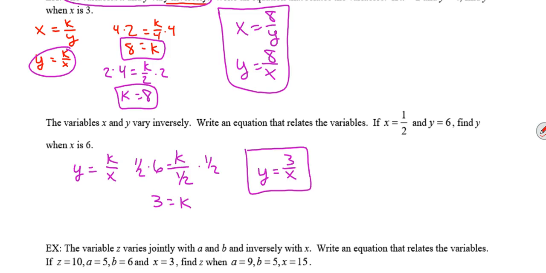Okay, this one might have been a little bit tricky if you set up y equals k over x, because you saw the inverse variation, because you're dividing by 1/2. But again, dividing by 1/2, if I multiply by 1/2, they'll cancel out, right? So if I cancel that out, it will work. So 3 equals k. All right?